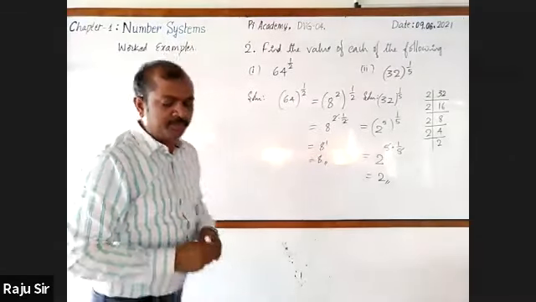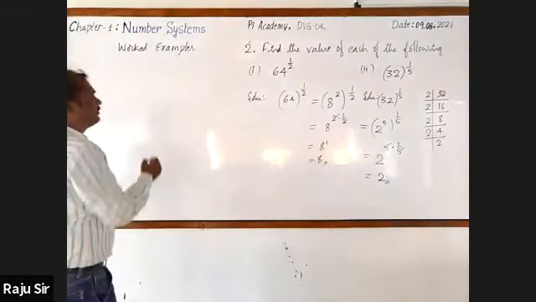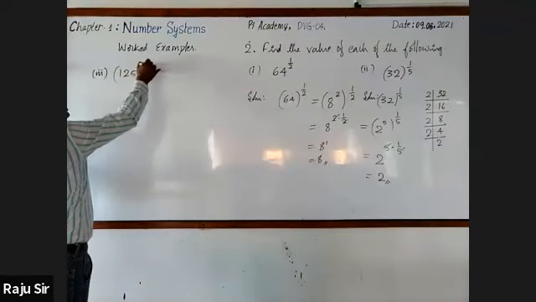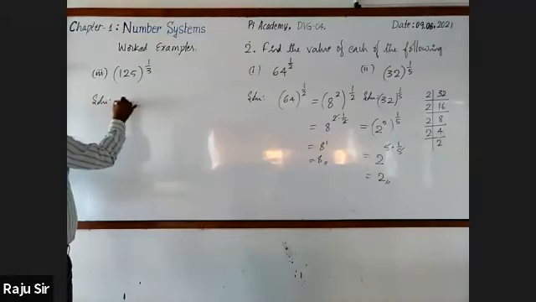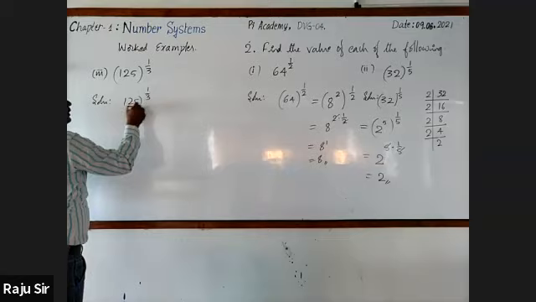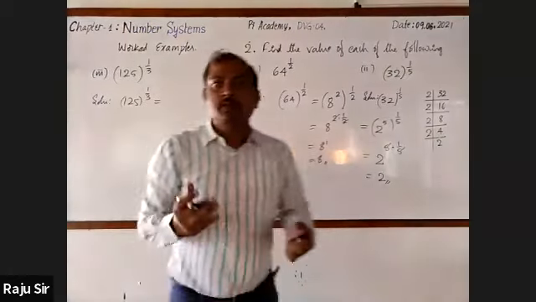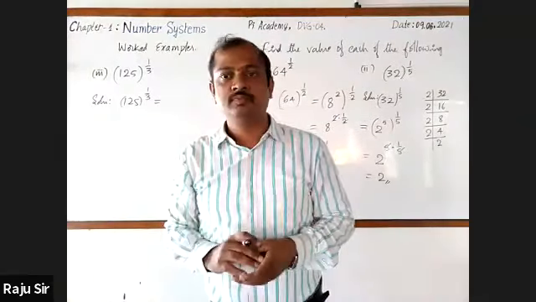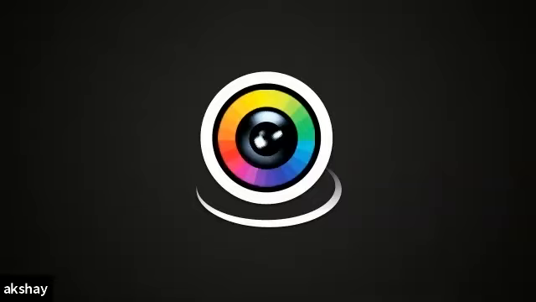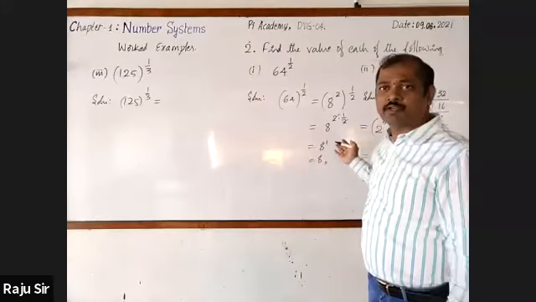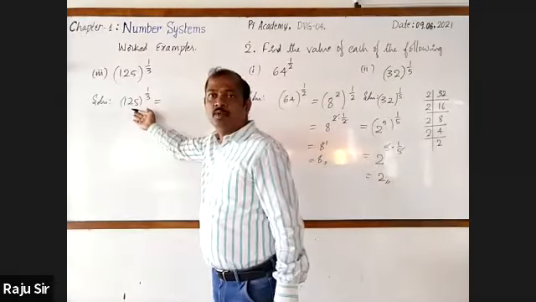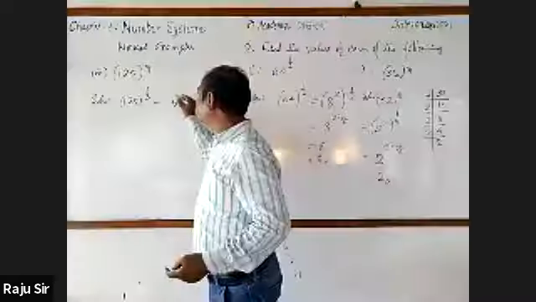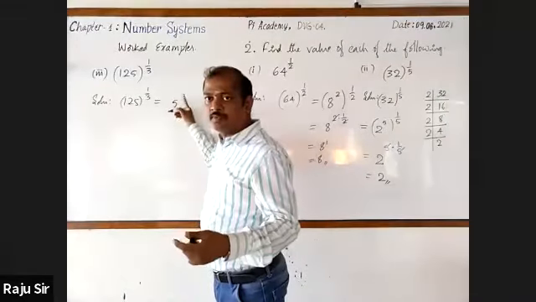Okay, now let me take another one. This is also very simple. Write quickly with me: 125 whole raised to the power 1 by 3. Students, you know that 125 is a cube. You need not go for the factorization. Directly you can write 125 as 5 cube, 5 raised to the power 3.